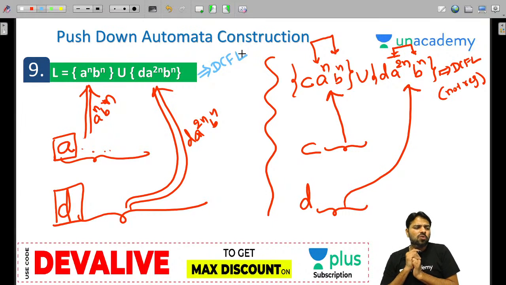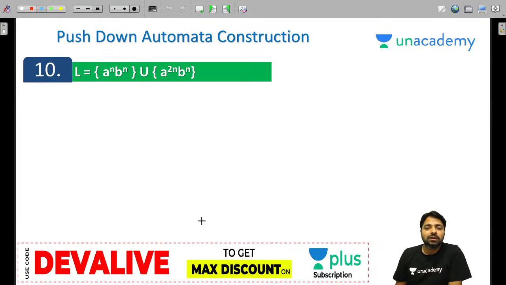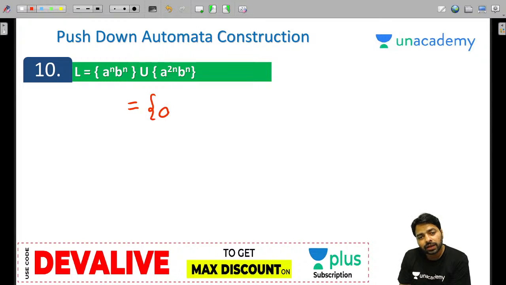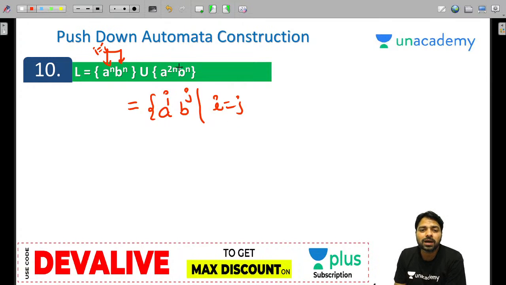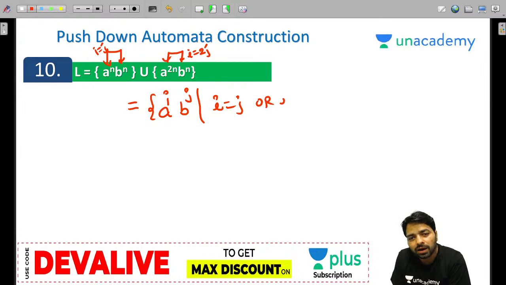Now you may ask, sir, when will this not be DCFL? Right? You may ask that. When will it not be DCFL? Here, if d is not there, suppose you don't have a d, then what will happen? How do you write it, guys? a power i, b power j. One says equal. This is equality, i is equal to j case. And the second one, i is equal to 2j. Or i is equal to j. i, j greater than or equal to 0.